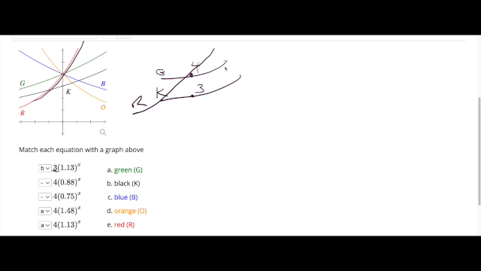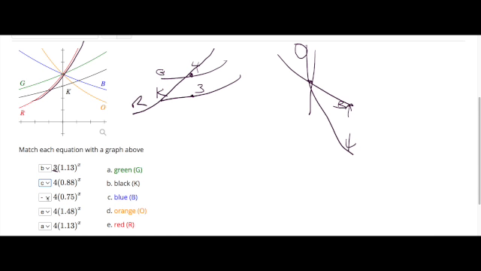Now, the only other ones that are left are the ones that are going down, decreasing. And the one that has the lowest number is decreasing the fastest, if that makes sense. You choose between yellow and blue. You can see that yellow is decreasing faster than the blue function. So yellow is definitely going to be the lowest number here. And that means that blue will be 4.088 as a result of that. So we're going to go to 4.088. And we're going to pick the blue, which is C.